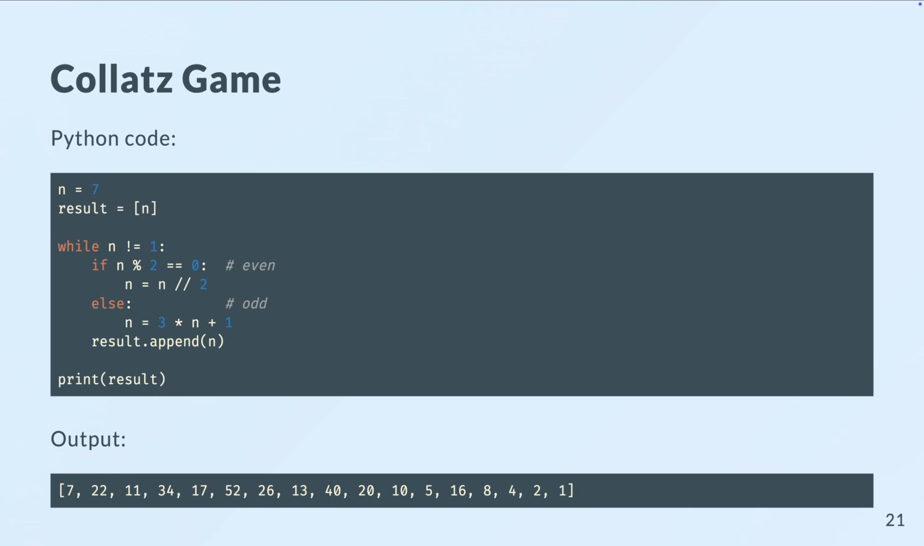Here is the output list for n starting at 7. It shows every number the game produces, and it finally ends at 1. Our program successfully simulated the Collatz game and saved all steps into a list.